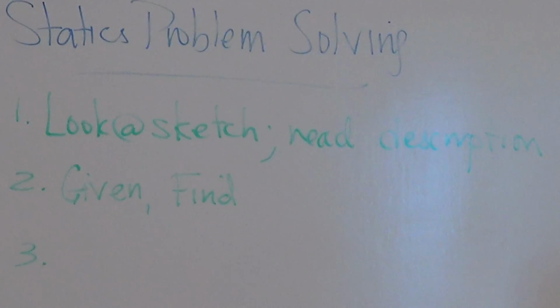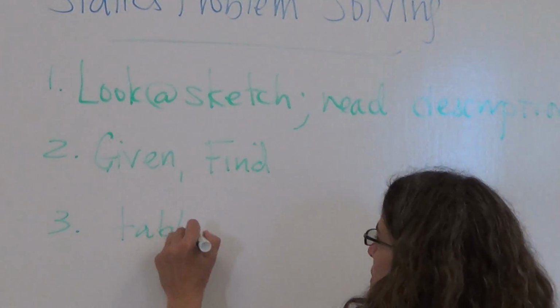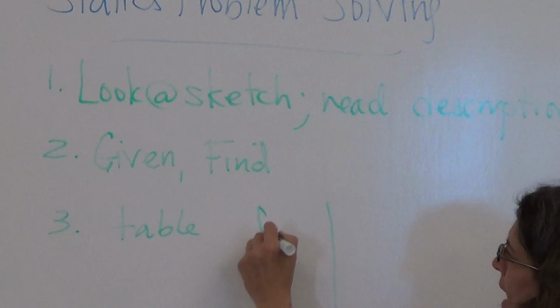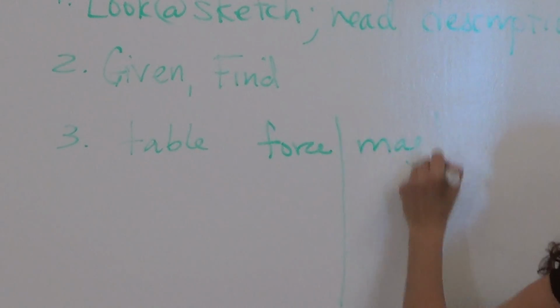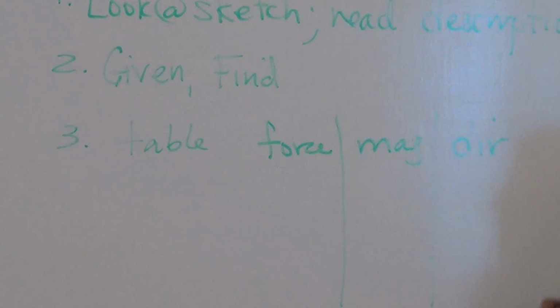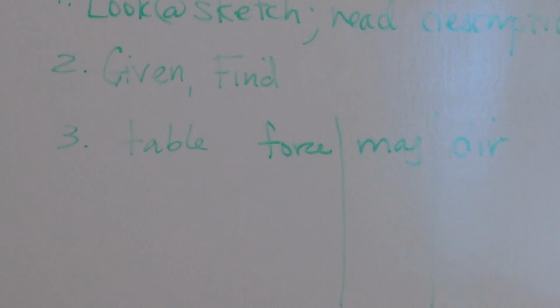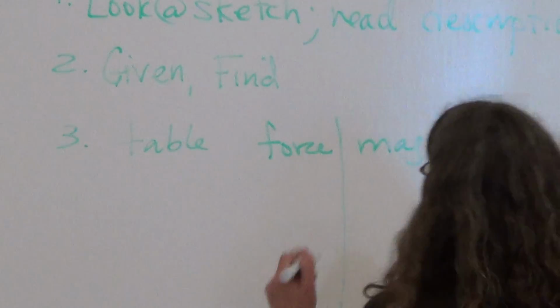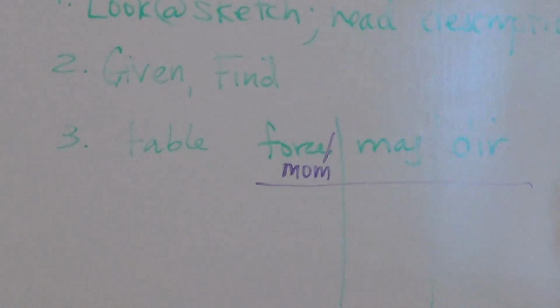And how did we do that? We made a table. Our table had forces in the first column, magnitude in the second column, and direction in the third column. But we've introduced something else besides forces now. What else do we have in there? Moments. And it's not moments that are created, it's moments that are on the system or reactions at supports.